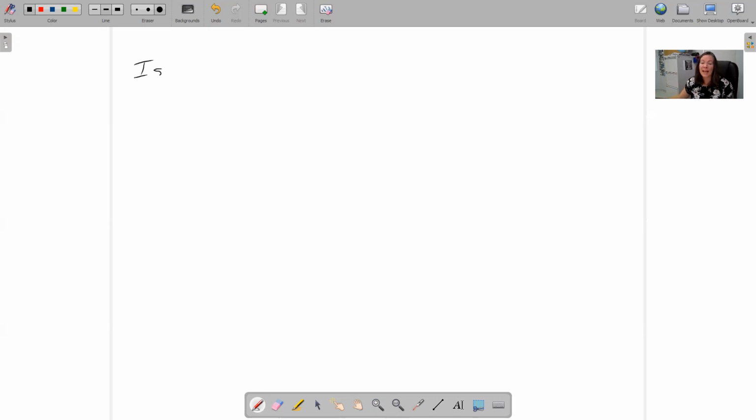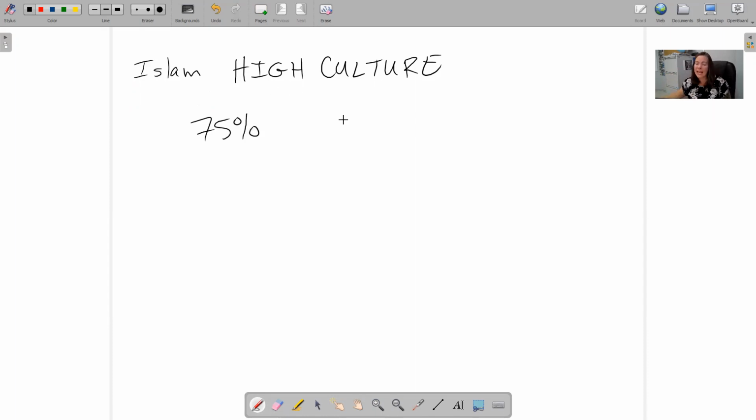Okay, so Islam in Spain at this time was absolutely a high culture faith. They were all about education. Perhaps a full 75% of the population of Spain at the time had completely converted to Islam, because people respected it so much. I made sure to say perhaps because we don't know for sure. And people were really focused on education and bettering themselves.